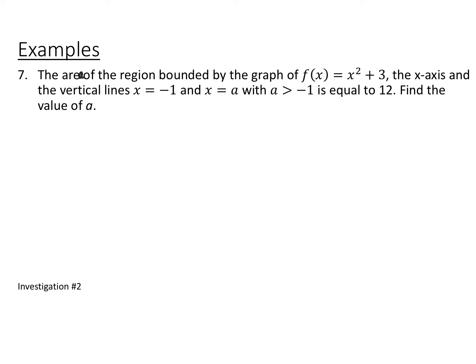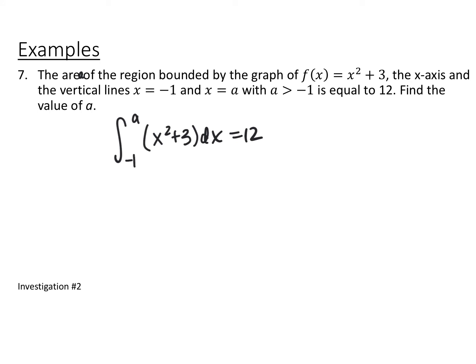This next example says the area of the region bounded by the graph f of x equals x squared plus 3, the x-axis, and the vertical lines x equals -1 and x equals a, with a greater than -1, is 12. So they're giving us the area of some region bounded where we don't know a. So first, pause the video and write down the definite integral that represents this situation. So we have the definite integral from -1 to some unknown value a, which is our upper limit, of x squared plus 3 dx. And then they tell us that the area bounded is equal to 12, so that means this thing is equal to 12.